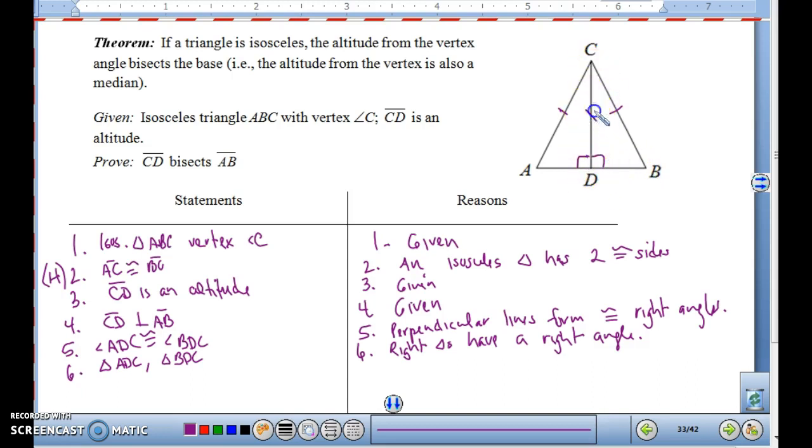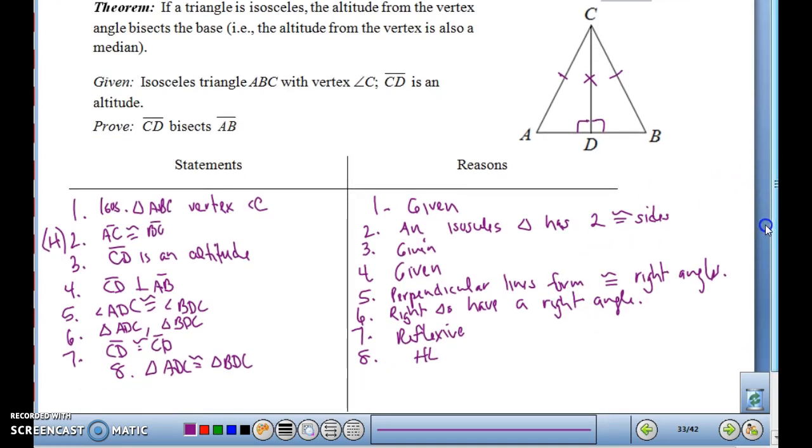Well, let's use the reflexive. Let's use CD. CD is congruent to CD, and that's by reflexive. And therefore, the triangles are now congruent by hypotenuse leg. Triangle ADC is congruent to triangle BDC by hypotenuse leg. Now, we could have also proved angle A congruent to angle B and used angle side. A would be congruent to B because they're base angles of an isosceles triangle, but hypotenuse leg is good practice.